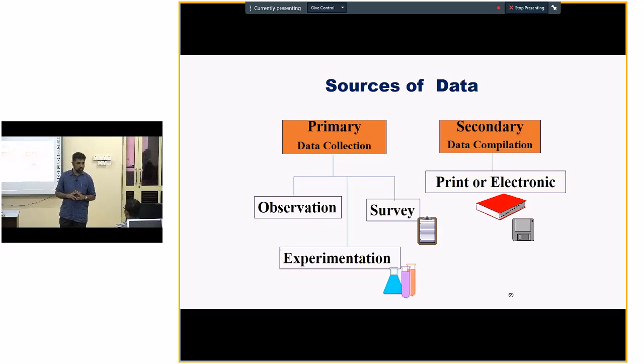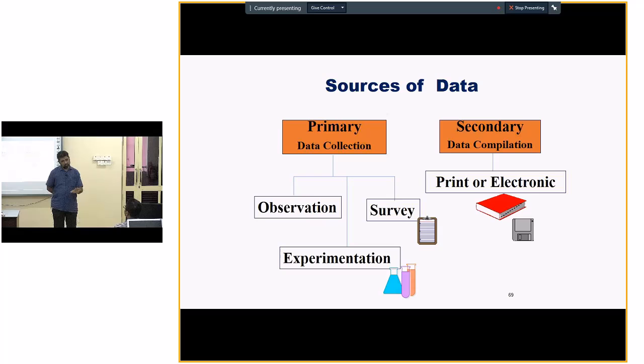What is the meaning of primary sources? Your idea is correct, but the definition is not correct, right? If we are using data for our study, that means our own data, right? We can collect data ourselves for our study purpose or our research purpose, right? Then that is called primary data.